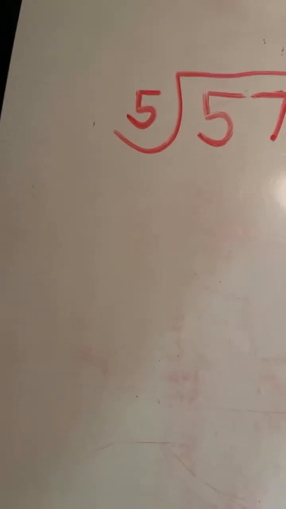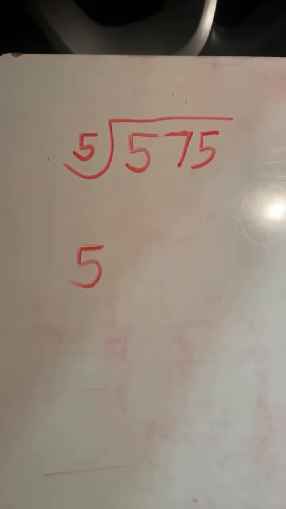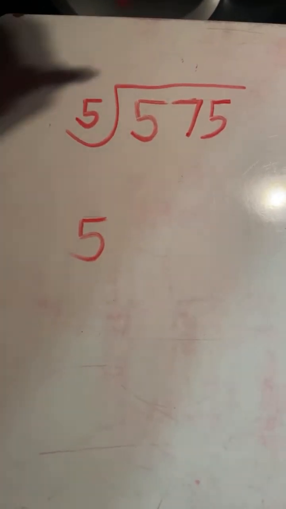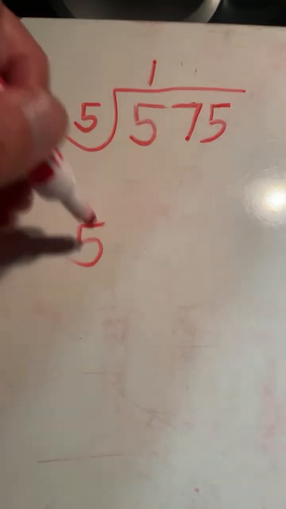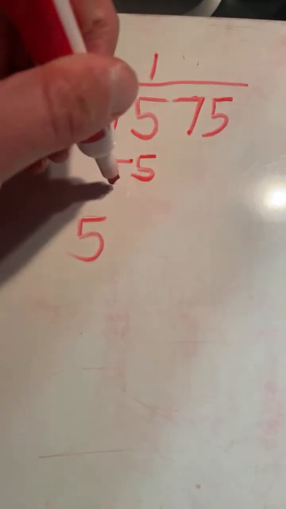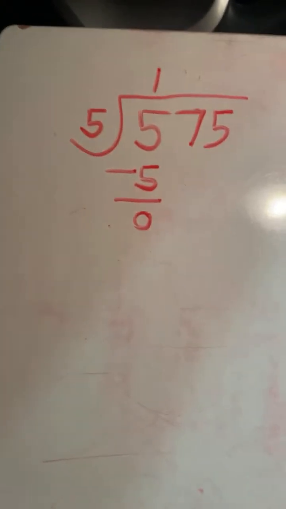So 5 divided by 5, if we count by 5s, 5, we're already there. We got one group of 5. 5 divided by 5 equals 1. And we only had to count by 5 one time to get there. So 5 minus 5 equals 0. There is no remainder. Next, we bring down the 7.